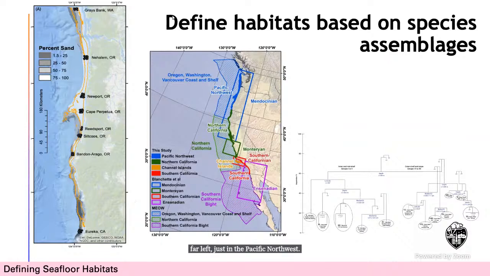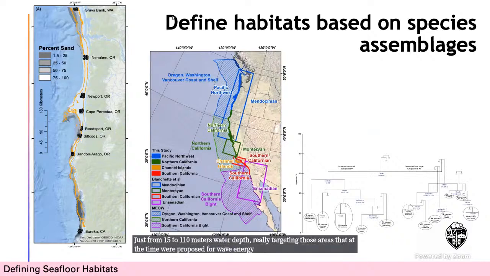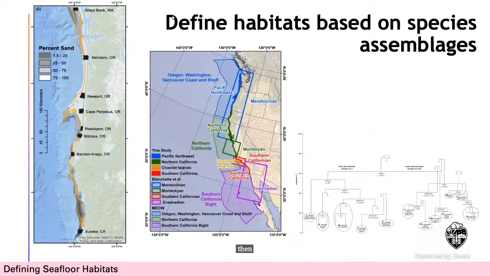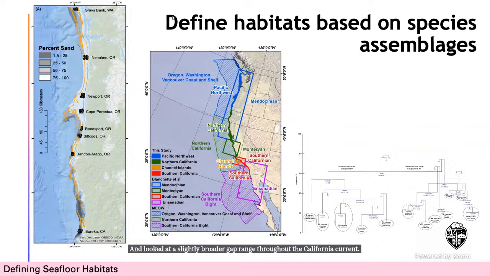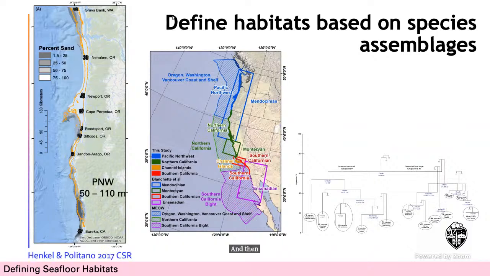And then we did a number of different projects using a technique where we define assemblages of organisms. So what organisms are frequently found together, a certain suite of animals, and then figuring out which habitat criteria differ amongst those organisms. And so at first we did this far left one, just in the Pacific Northwest.